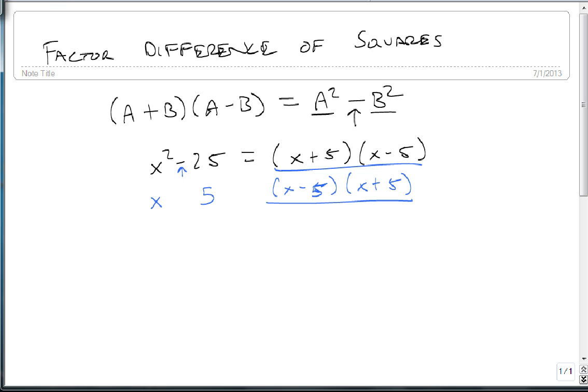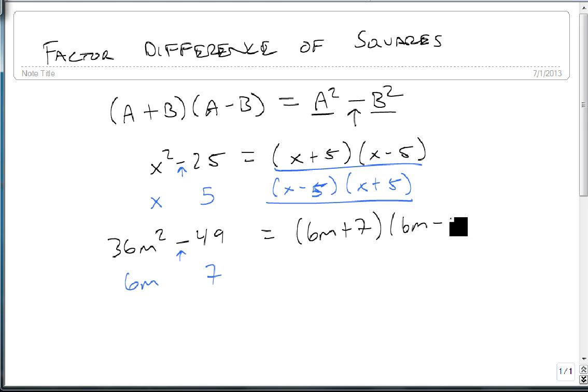Another example, 36m squared minus 49. Again, this is a perfect square of 6m. This is a perfect square of 7. There's a minus between them. So this factors as 6m plus 7 and 6m minus 7. And we're done.